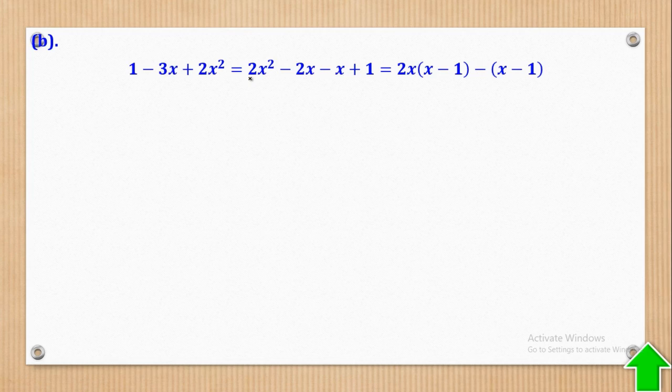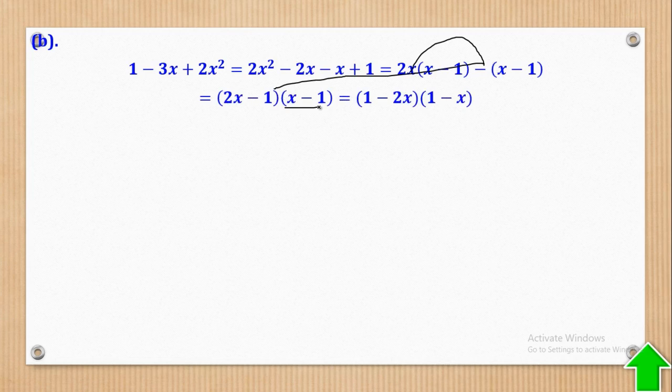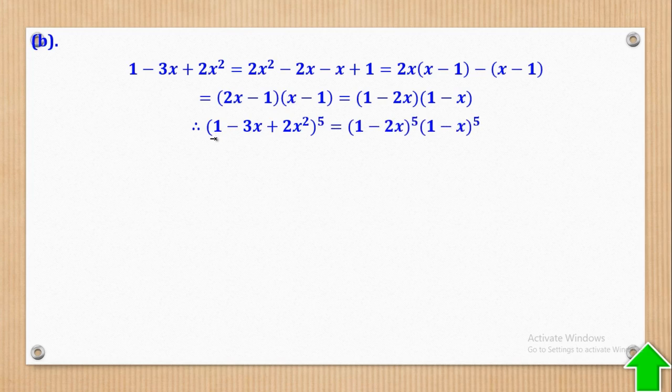Then factorize by grouping. When I group these two, I'll come up with this. Then group these two, I'll come up with that. Then now x minus 1 is common, so I can also pull it out, remain with 2x minus 1, which is here, then multiply by x minus 1, which is that. So what does that mean? It means that this expansion is the same as this expansion.